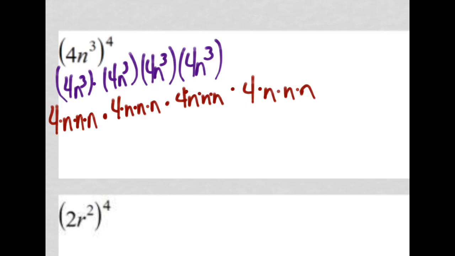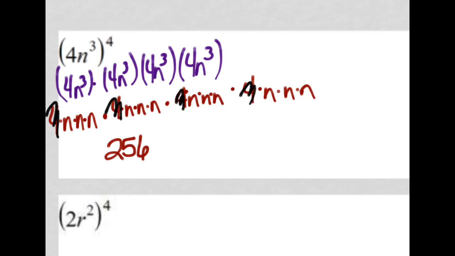Now I can go through and I can count all my variables that are the same and multiply my numbers. So 4 times 4 is 16. 16 times 4 is 64. And 64 times 4 is 256. So my total for my coefficients are 256. So now I've taken care of this, of this, of that, and of that.